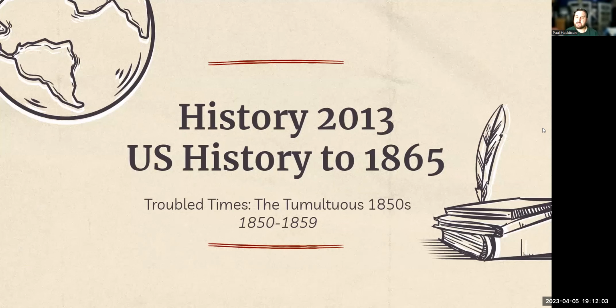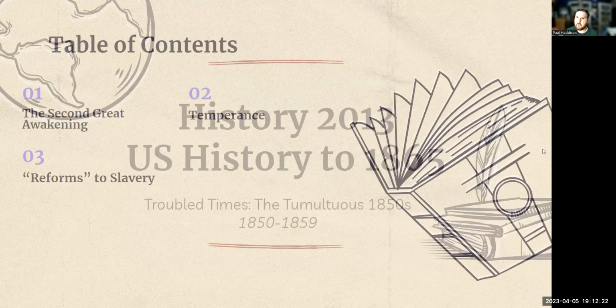Today we'll be talking about troubled times, the tumultuous 1850s. So we're getting really close to Civil War. Spoiler alert, next lecture is the Civil War. So this one we're going to look at 1850 to 1859. We're going to see what the country does right before we go to war. What are the last-minute band-aids that we put on to try and keep us from war?